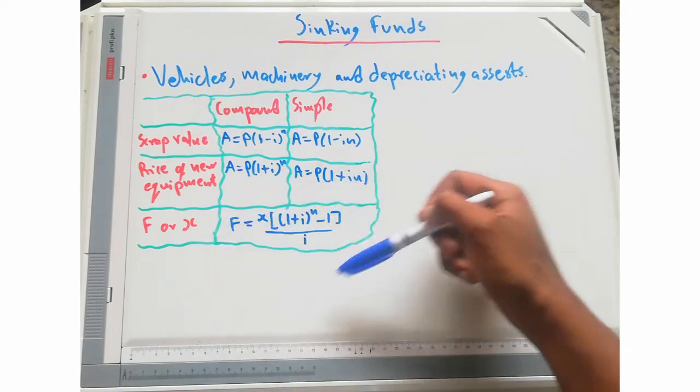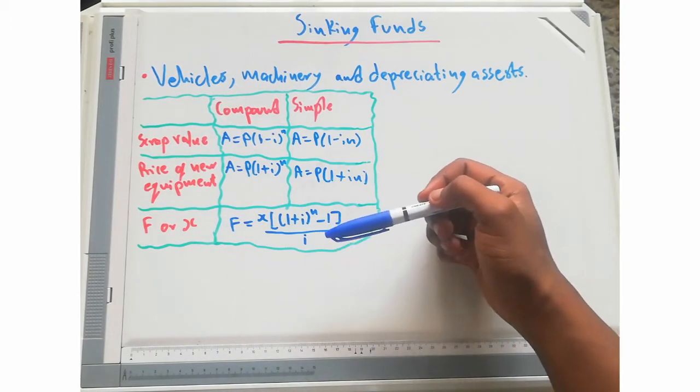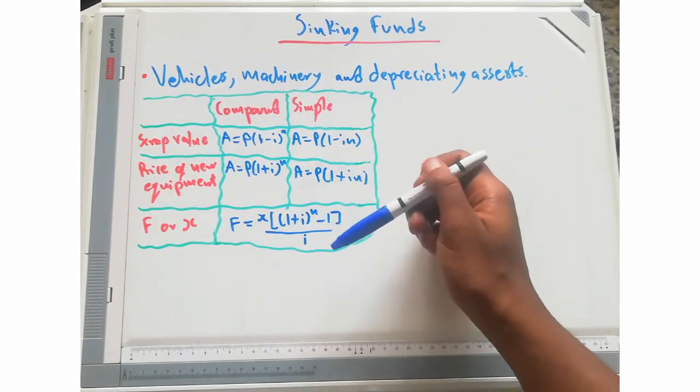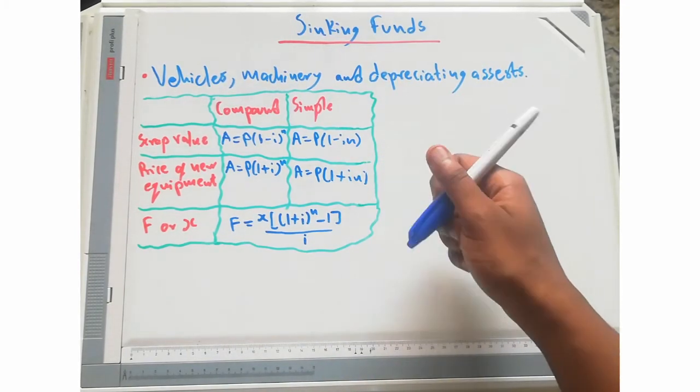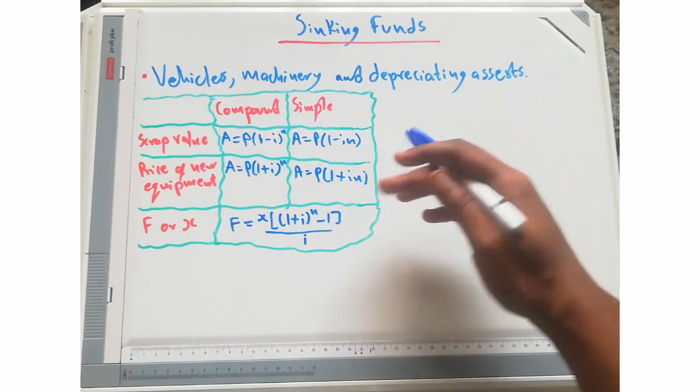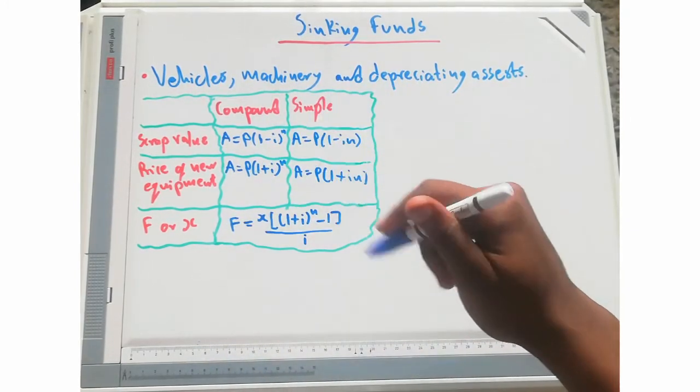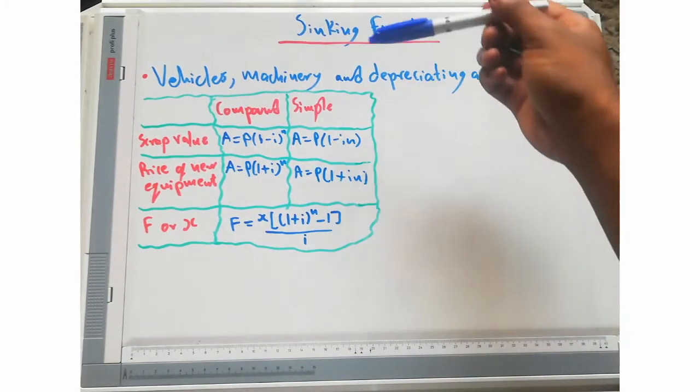You use this future value annuity formula, where the variables still stand for the same thing as in the previous video. So now let's do an example so that we can see how we apply this equation when we are calculating sinking funds.